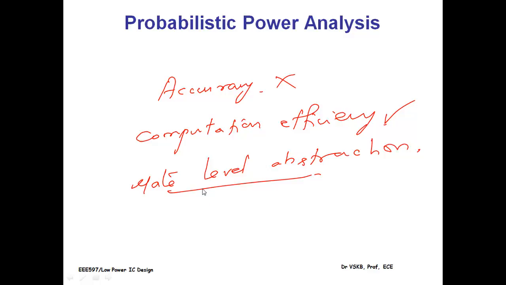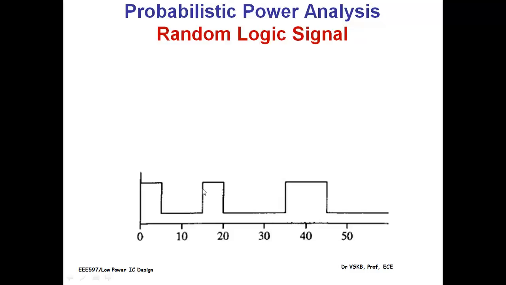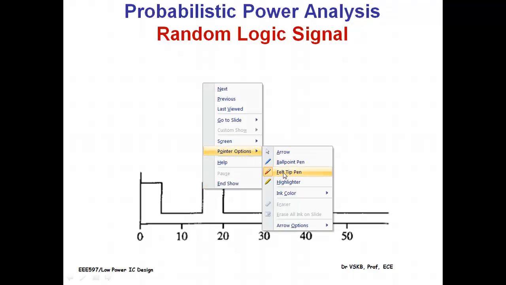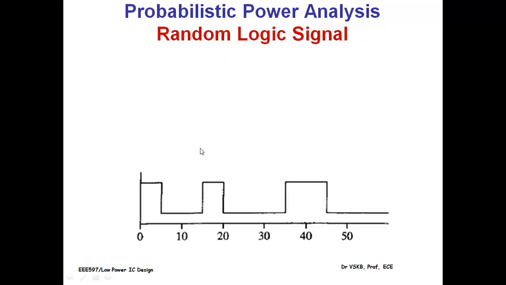How this is going to help us for the power analysis, we will see, and we will start first with a random logic signal. By random logic signal, I would mean this sort of a signal. For example, at 0 time it is at logic 1, and at 5 time it is at logic 0. At the 15th instant of time I have logic 1. These are the states of switching that I have for my current logic signal.